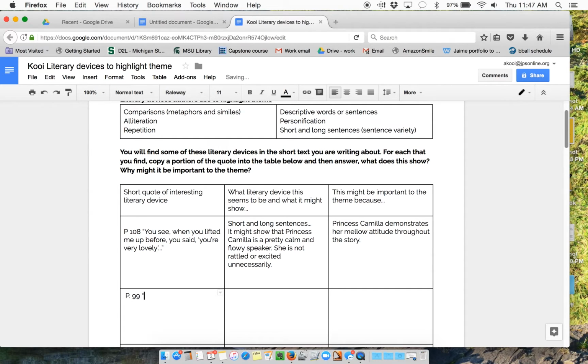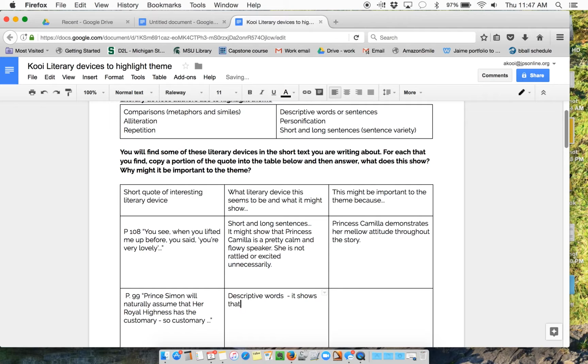And I'm just going to copy a piece of it just like before. I'm going to put Prince Simon will naturally assume that Her Royal Highness has the customary, so customary, blah, blah, blah. That's enough of it that I can find that spot again. What literary device does this seem to be? I'm going to say descriptive words. And then the second question, what might it show?